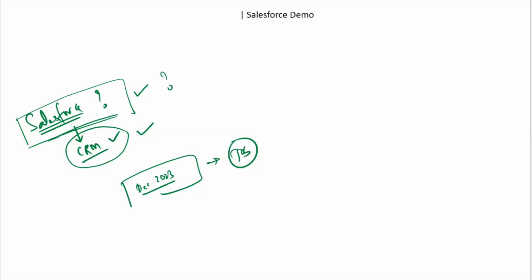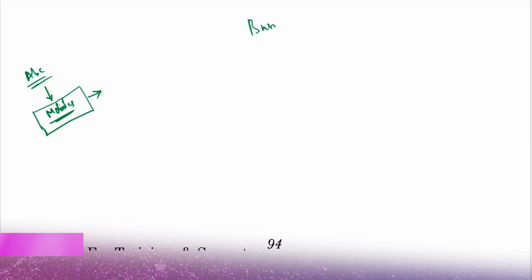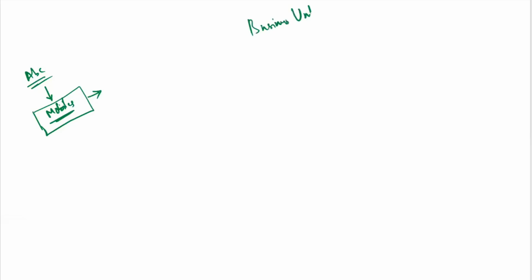First of all, see, for example, ABC is a company. This ABC company manufactures mobiles. Now tell me, what are the various units we have inside this company? Simply, the business units.